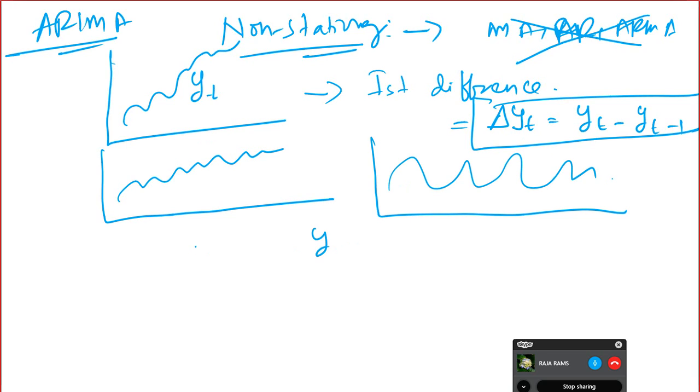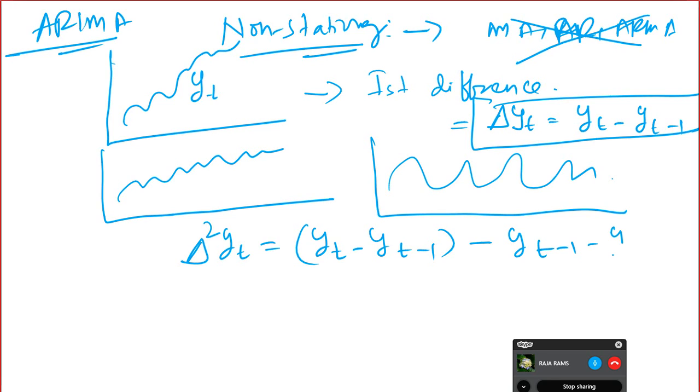Y, the second difference is, let's say, this. Just excuse me, the notation could differ. All right, you got the point, right? So this is the second difference. So when you take the first difference, second difference, you might have to go for a third difference also.